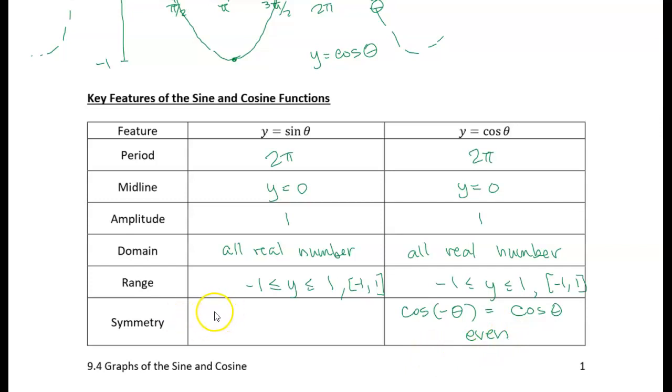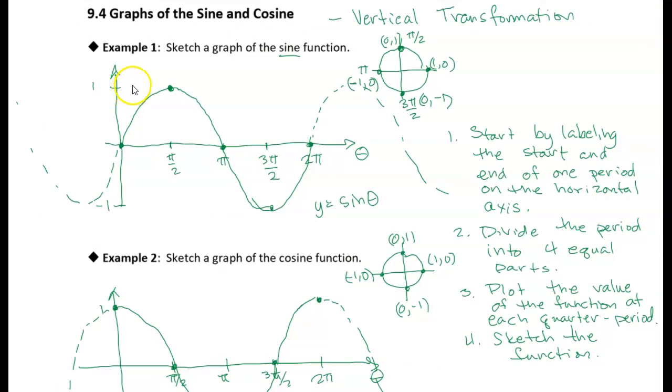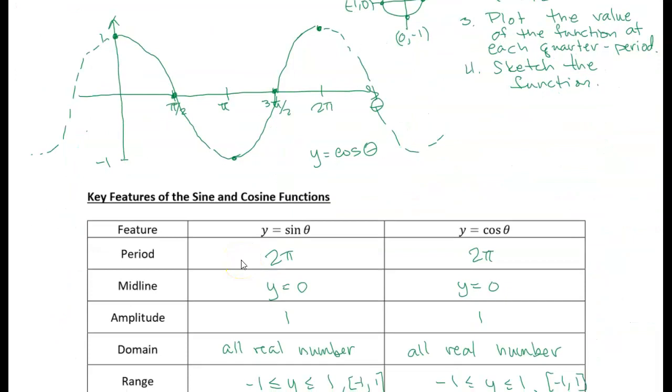Now, the sine of negative theta, when we put in negative theta, we actually get the negative sine of theta. So this is called odd symmetry. So you can see, like, if I have the cosine of pi over 2, if I put in negative pi over 2, I end up with -1. All right, so those are all the key features of sine and cosine, and I will meet you in the next video.